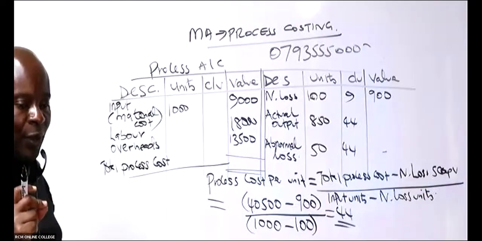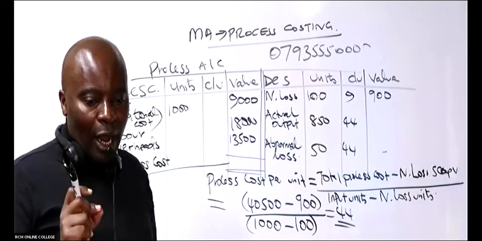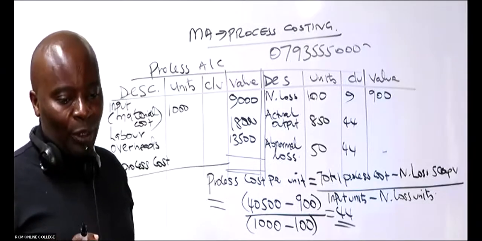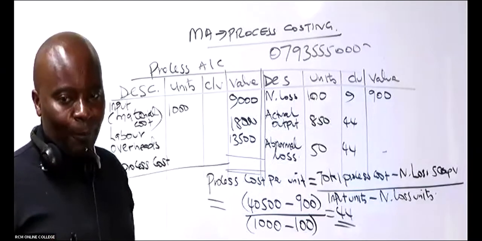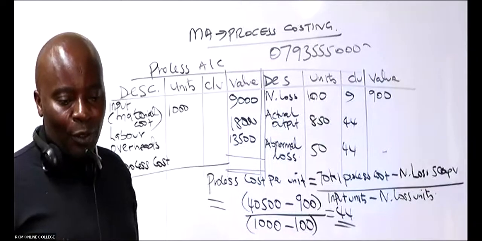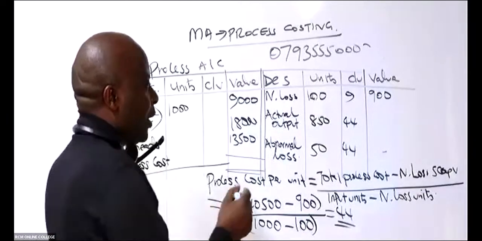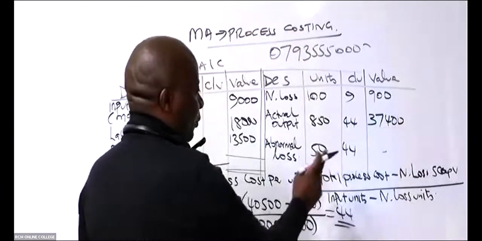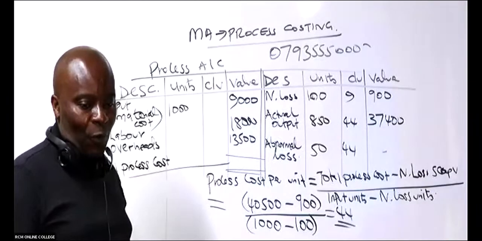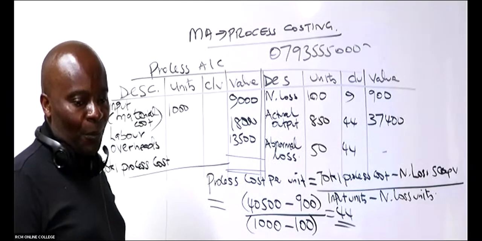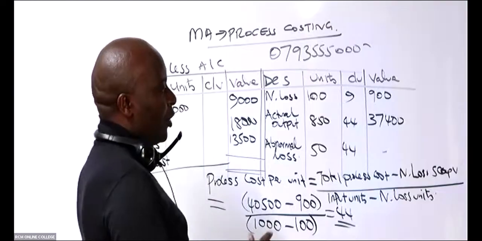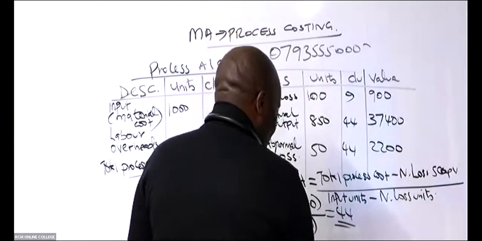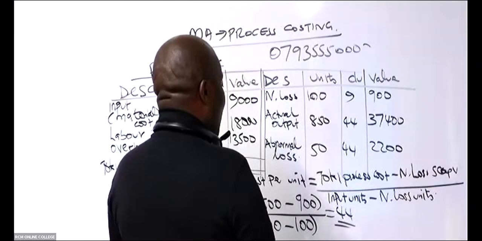So what will be the total value of actual output? 850 times 44, 37,400, and then 50 times 44, because remember, this is per unit. So this gives me 2,200. And you can easily mark for yourselves because this account has to balance.